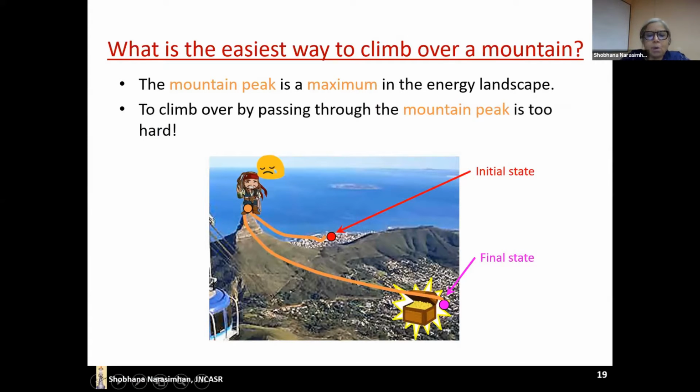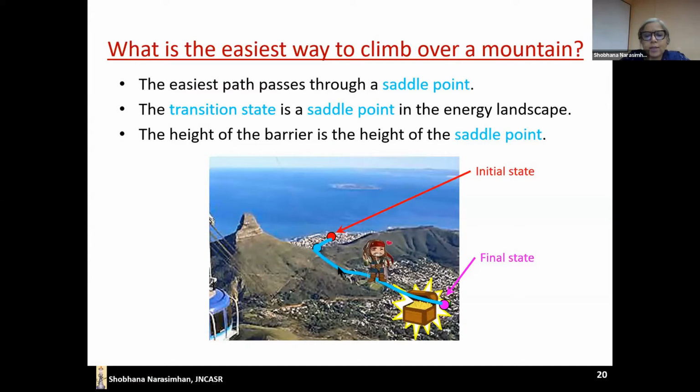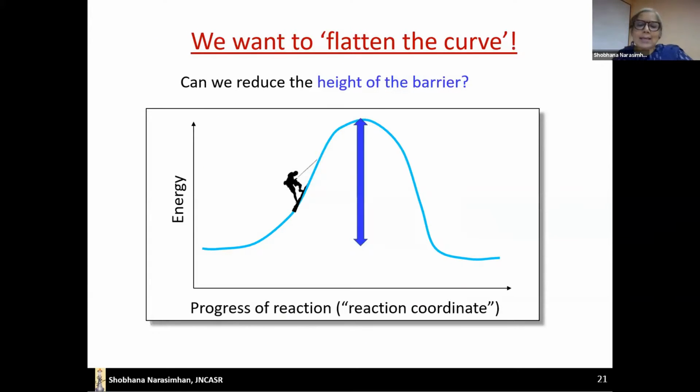And if you look at the point that you cross over here, it's not a peak, it's instead a saddle point. So it is curved this way in one direction, and it is curved this way in the other direction. So that's exactly what happens in a chemical reaction as well. You climb over the saddle point in the energy landscape, and the height of that barrier is the height of the saddle point. So what does the catalyst do?